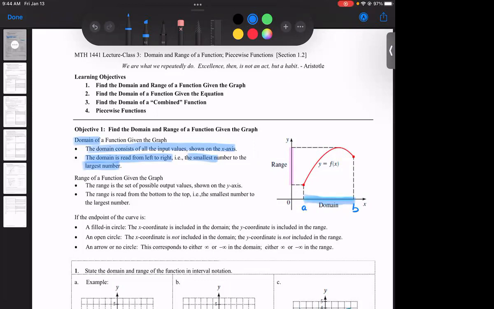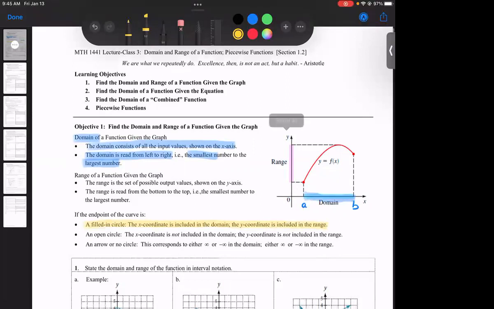Is A and B included? Yes. Why do you think it's included? What gives it away? Yeah, it's filled, right? So if a circle is filled, like a solid circle, then the x coordinate is included in the domain, and also the y coordinate, but we'll talk about that later.